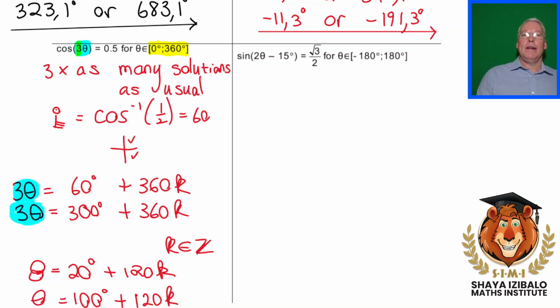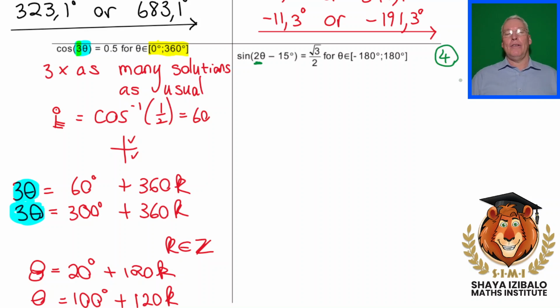Like the other one, it has a different period. We're going to get twice as many graphs as usual here. So we would expect 4 solutions per rotation, and this is a full rotation. From negative 180 to 180 is 360 degrees. So we're expecting 4 solutions here.